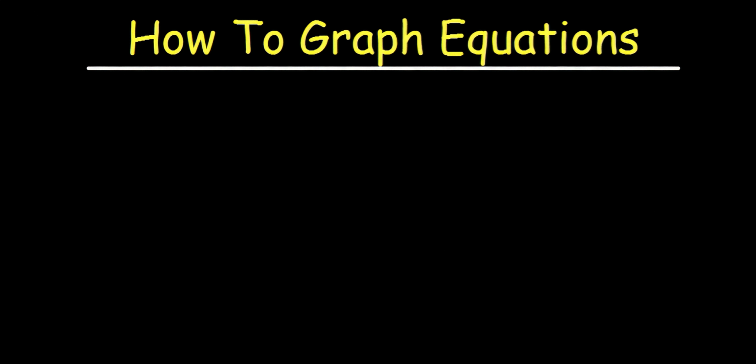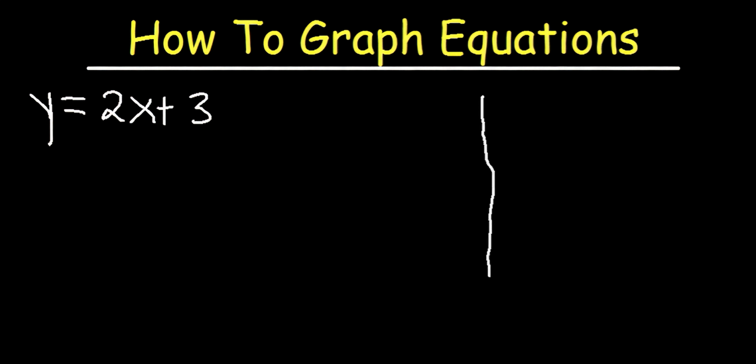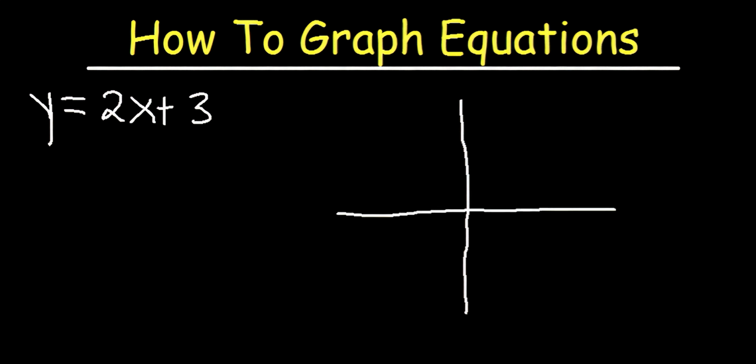Let's start with the basics. Let's say if we want to graph y is equal to 2x plus 3. Now there's many ways to graph it. So the first way we're going to use is we're going to make a table. Let's keep things simple. So let's say if you have your xy table, let's plot some points. So we're going to plot the points -1, 0, and 1. We don't really need that many points.